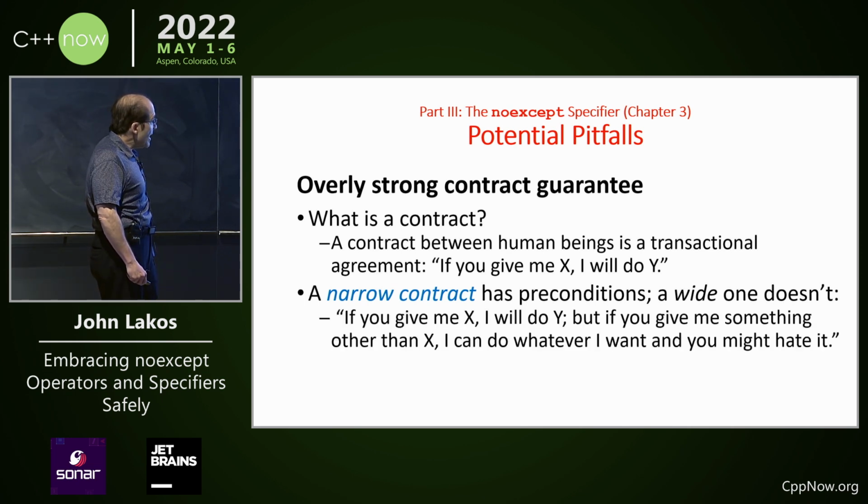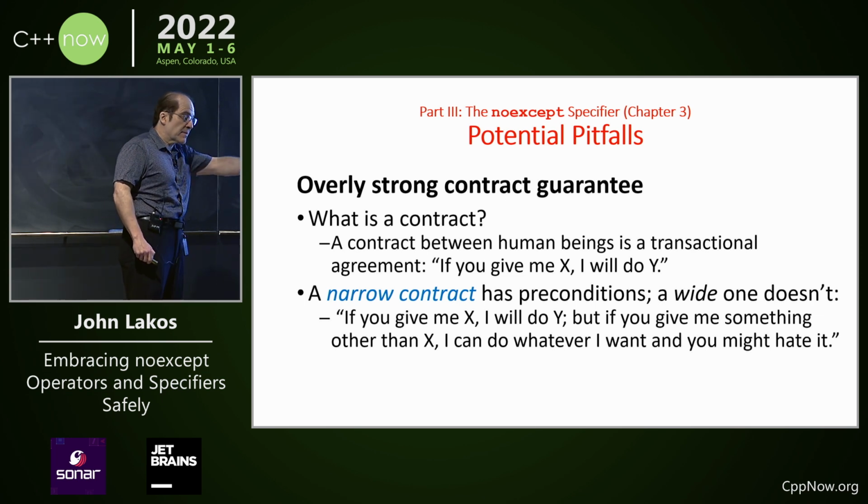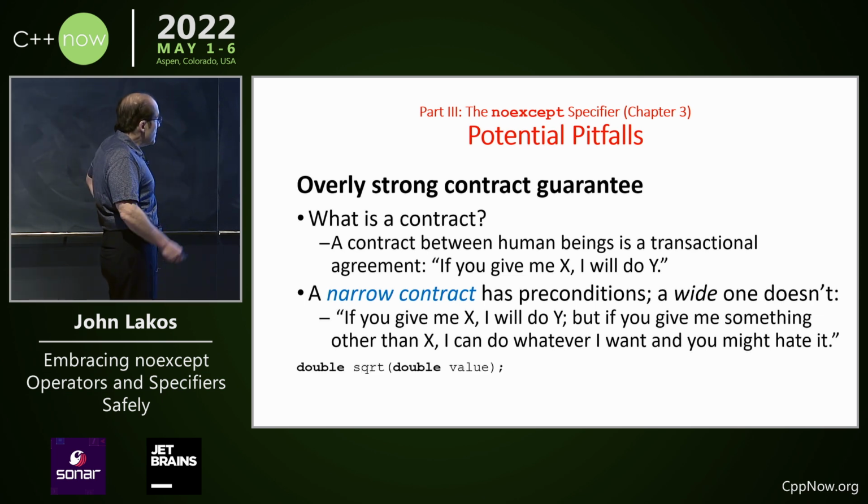Okay? If you give me X, I will do Y. But if you give me something other than X, I will do whatever I want, and you might hate it. That's why noexcept on a narrow contract makes me crazy. Anyway, so double square root value.